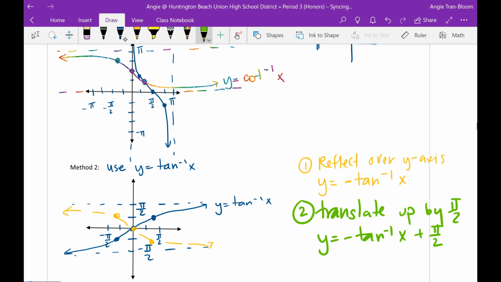So now I'm going to move the asymptotes. It used to be at negative pi over 2 to pi over 2, so now it's going to be at 0 and pi. Yes or no? Yes, okay. Let's move my dots. It used to be at 0, 0, so now it's going to be 0, pi over 2. It used to be 1, negative pi over 4. Is that right? On my dots right here? Is that okay? I'm going to move it up pi over 2. So would you agree it's like right there?